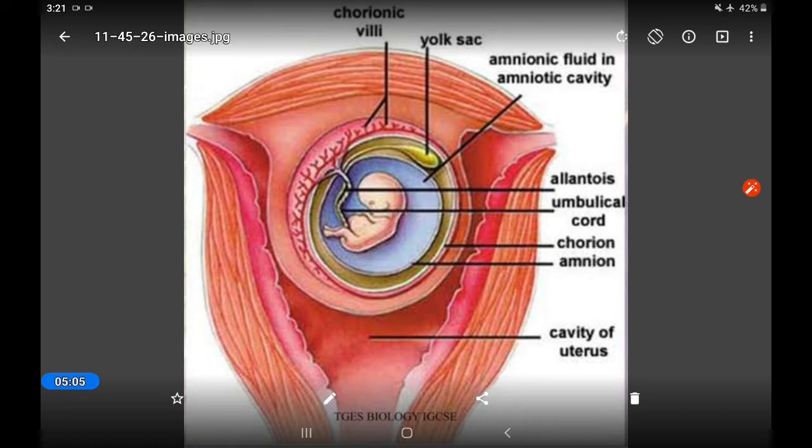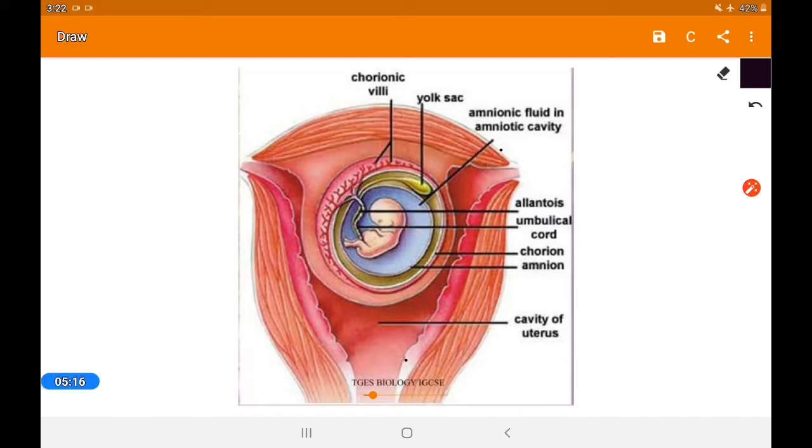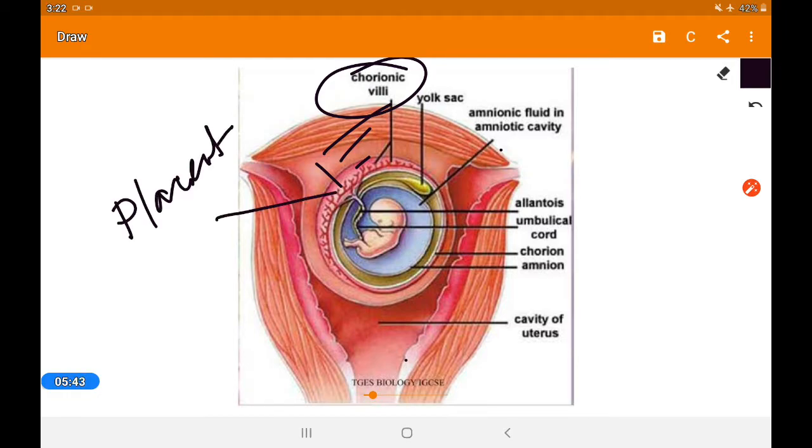After implantation, finger-like projections appear on the trophoblast, called chorionic villi. You can see these areas, and here the chorionic villi and the uterine tissue jointly form one structural and functional unit, which is called placenta. This placenta will form here.